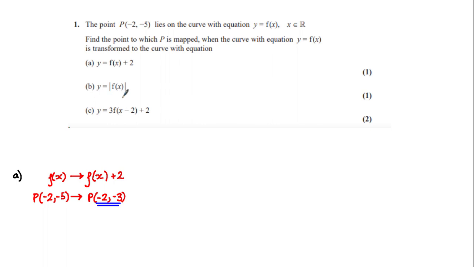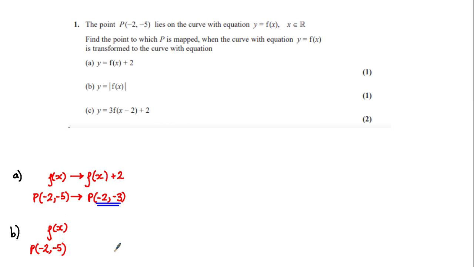For the next part, we are asked to find the mapping of P on the transformation y = the modulus of f(x). So we have this point P (-2, -5) on the curve f(x), and we need to find the mapping of P after we've taken the modulus of f(x). Now we don't know how f(x) looks visually, so it would be impossible to figure out what the mapping is graphically. However, we do know what the definition of a modulus function is, and we can use that to find the mapping numerically.